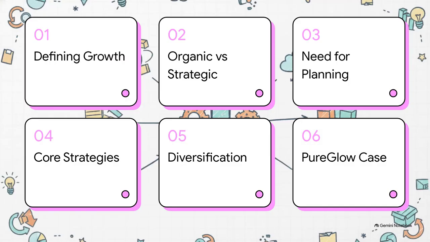Here's our roadmap for today. We're covering: 1. Defining business growth. 2. Organic versus strategic. 3. The need for planning. 4. Core strategies. 5. Diversification types. And finally, 6. The Pure Glow Cosmetics case.